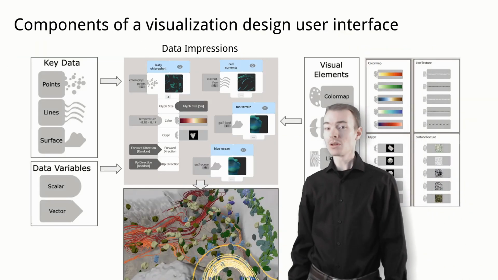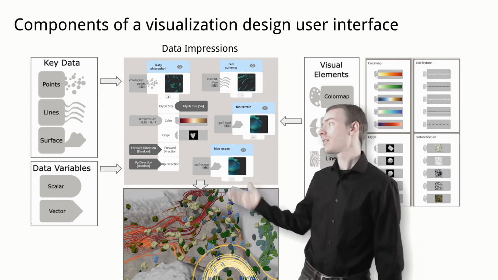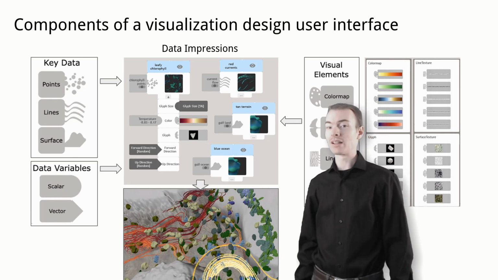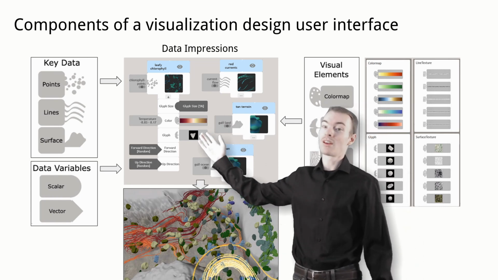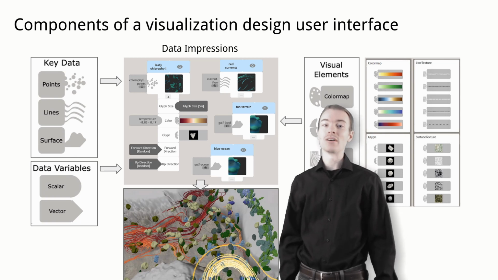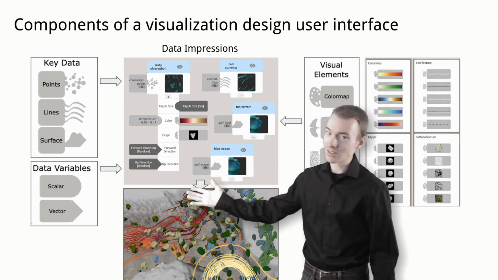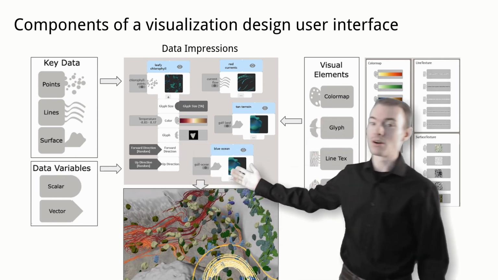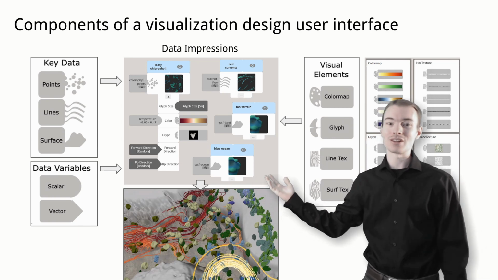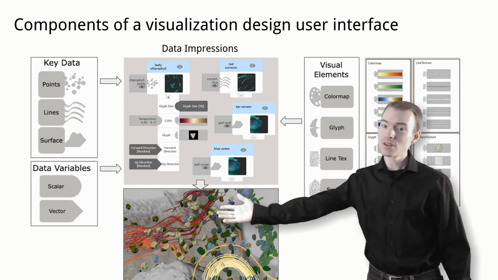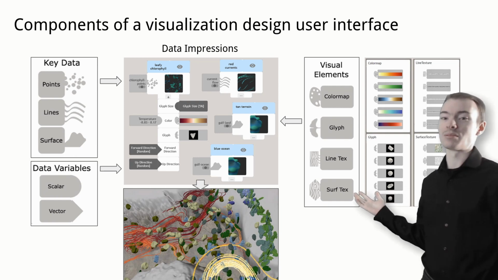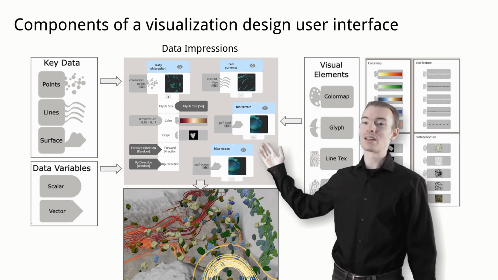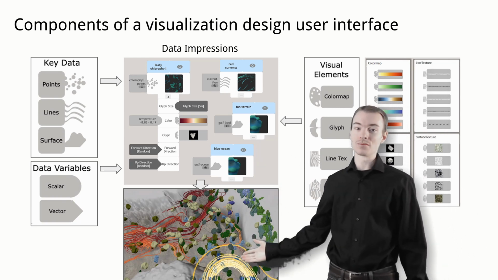In the design interface, we use this metaphor in two ways: key data and data impressions. Key data are the geometric representations of your data, points, lines, or surfaces, and can be loaded from VTK unstructured grid files. Each piece of key data has scalar and vector variables associated with it. These key data are dragged into what we call data impressions, or layers, in the visualization. We can then apply variables and visual elements to each data impression as we see fit. All of the data impressions in the center panel are composited together in real time to make the final visualization.